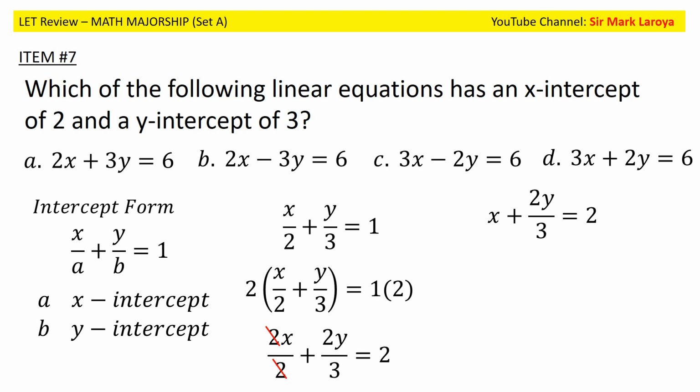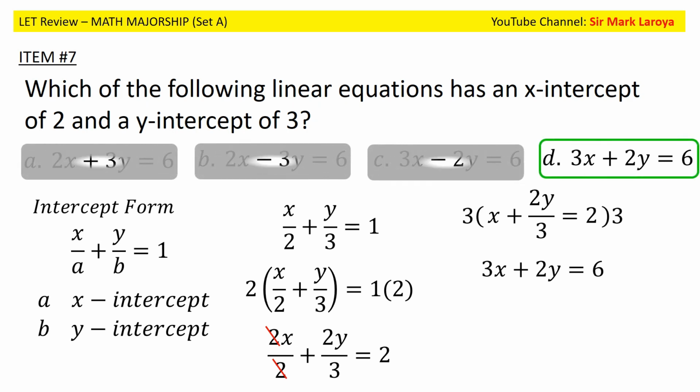Okay? So, isa na lang yung denominator na kailangan alisin natin, and that is 3. So, we multiply again both sides, all terms by 3. So, it becomes now 3x plus 2y equals 6. So, nawala na yung ating mga denominators. So, this is now the standard form ng linear equation natin, wherein the x-intercept is 2 and y-intercept is 3. So, our answer here is letter D. 3x plus 2y equals 6.